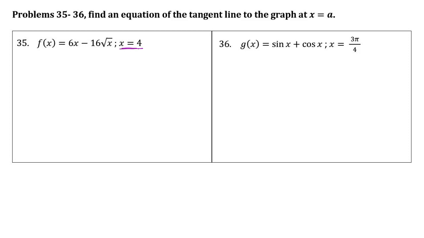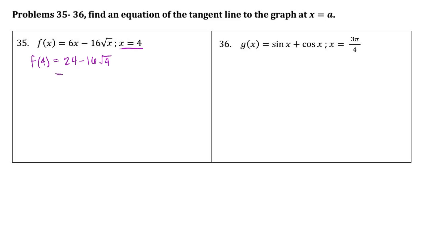So the first thing I would do here is try to find y. So let's go ahead and find f at 4. So f at 4 is going to be 24 minus 16 times the square root of 4.